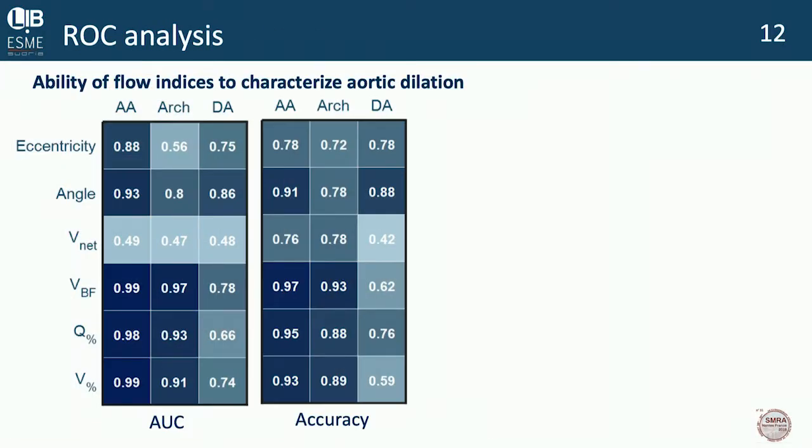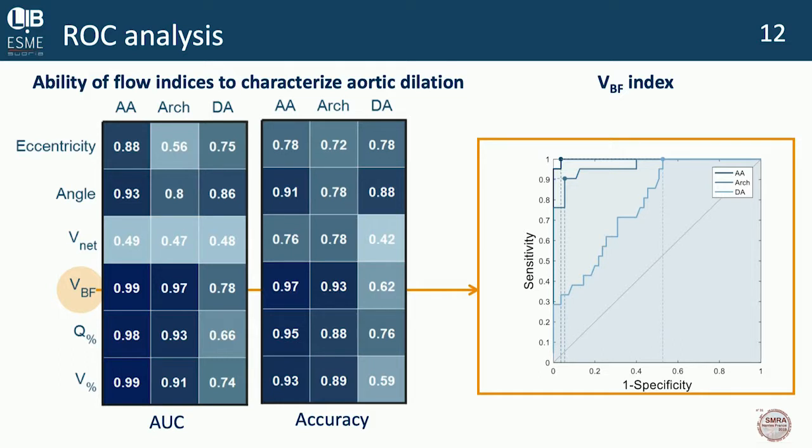Finally, we wanted to check the ability of our flow indices to characterize the aortic dilation. Here you can see each flow index for each part of the aorta and the result of our ROC analysis. Now you can see on your right the ROC curve for the volume of backward flow, which showed the best results in terms of area under the curve and accuracy.